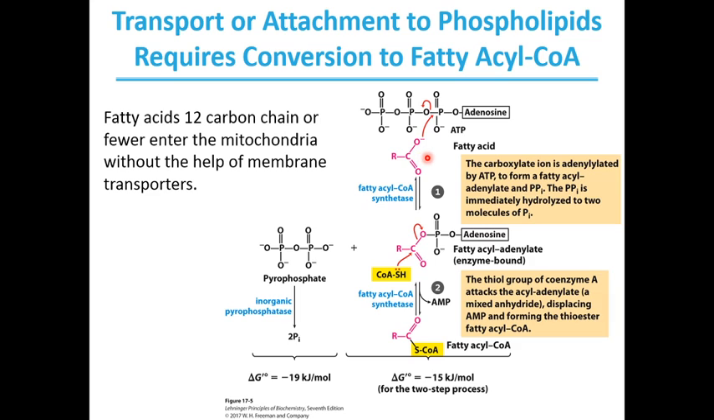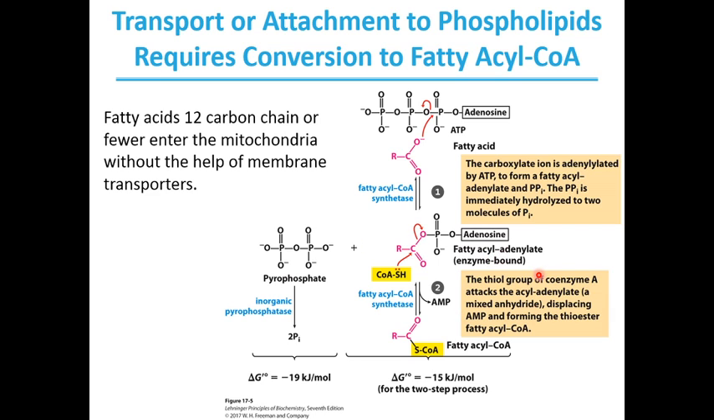So the first step that it catalyzes is it converts a fatty acid into a fatty acid adenylate. We all know what a fatty acid adenylate is. It uses ATP, and the carboxylate attacks this phosphate, and the pyrophosphate moiety is released from this. Now once this reaction happens, you get a fatty acid adenylate, which is enzyme bound, remember.